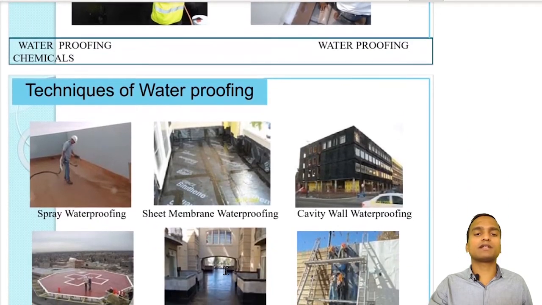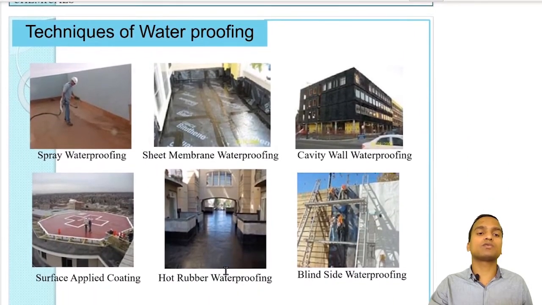So there are different techniques of waterproofing, and you can have a look at all the figures. The first one is the spray waterproofing, and in this figure the person is holding a spray and he is spraying on the surface where waterproofing has to be done. Now in the next figure you see it is the sheet membrane waterproofing. So here membranes are used, okay, and a membrane can be multi-layered also. Here one sheet membrane is used for the waterproofing.